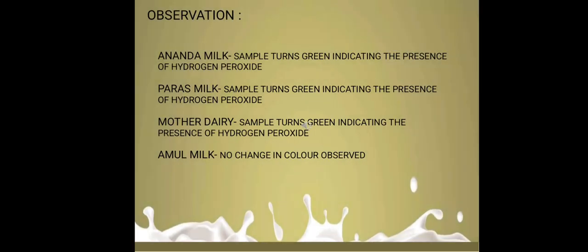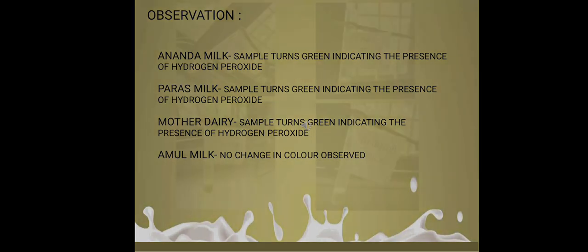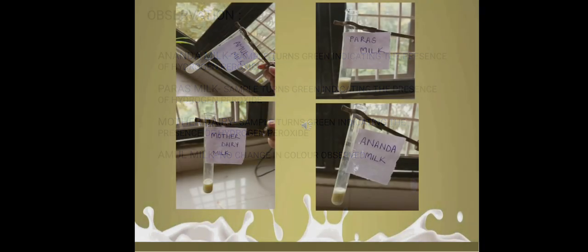These were our observations. For Ananda, Paras, and Mother Dairy milk, the sample turned green, indicating the presence of hydrogen peroxide in it, whereas in Amul milk, no change in color was observed. The sample of Amul milk showed no change in color, whereas the samples of Paras, Ananda, and Mother Dairy milk turned green.